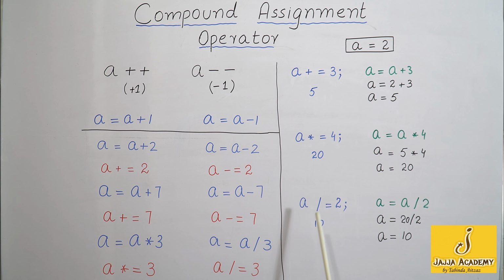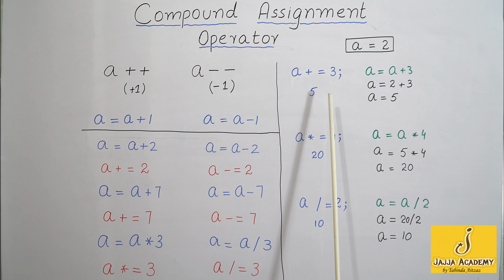Then comes the third statement. A divided by is equal to 2, which means A is equal to A divided by 2. The value of A after the execution of the second statement has become 20. So 20 divided by 2 is equal to 10. And after the execution of the third statement, the value of A will be equal to 10.